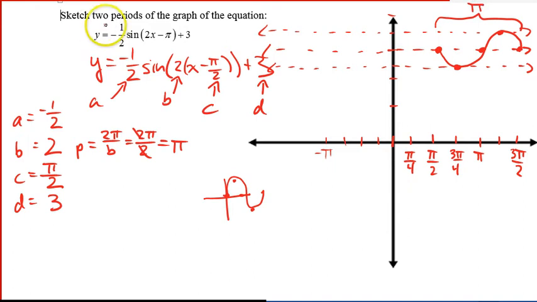And let's see, it says to sketch 2 periods, so we'll sketch another one to the left. Going back a quarter period, we're going to go up. Another quarter period to the midline. Third quarter period below. And the last quarter period returning us to the midline. And there is our beautiful sine function.